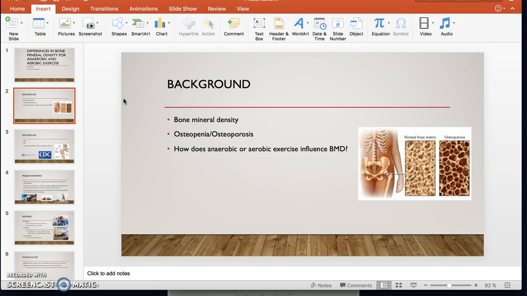So then it makes you wonder, how do anaerobic and aerobic exercise influence bone mineral density? Is there a way that we can try to improve or change bone mineral density, especially in the elderly, so that it improves and they don't have to experience these fractures and these weak bones? All right, let's move to the next slide here.